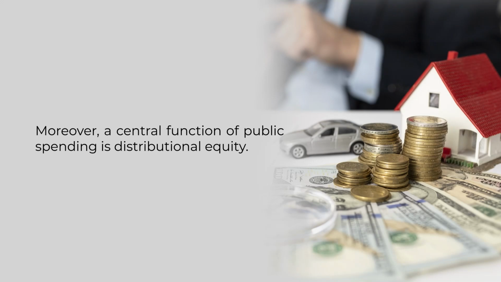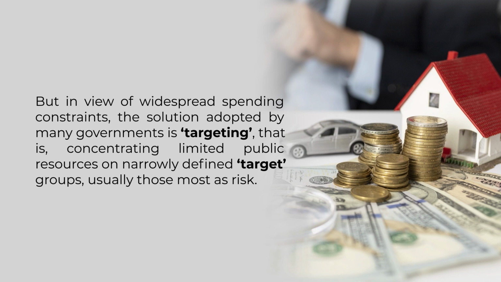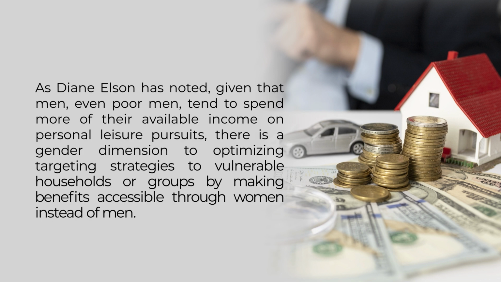Moreover, a central function of public spending is distributional equity. But in view of widespread spending constraints, a solution adopted by many governments is targeting, that is, concentrating limited public resources on narrowly defined target groups, usually those most at risk. As Dr. Elson pointed out, given that men, even poor men, tend to spend more of their available income on personal, lesser pursuits, there is a gender dimension to optimizing targeting strategies to vulnerable households or groups by making benefits accessible through women instead of men.